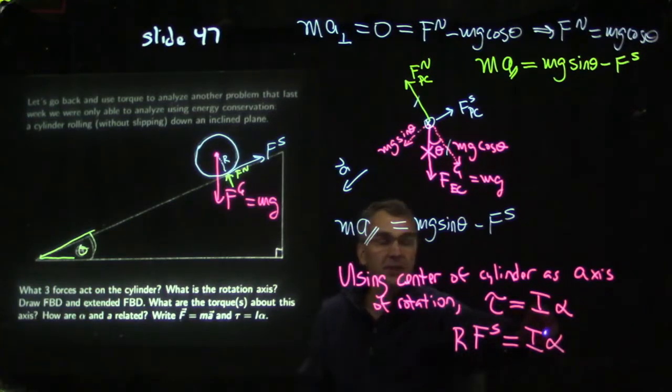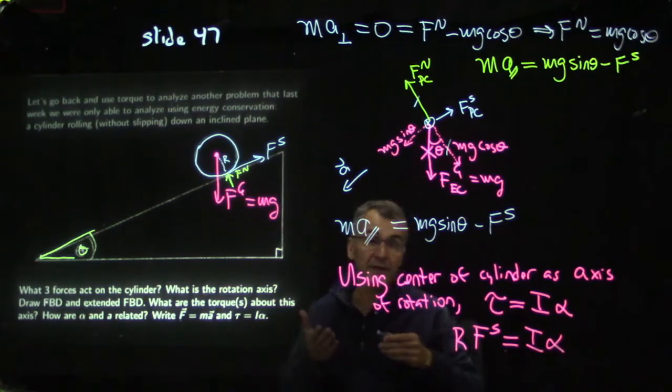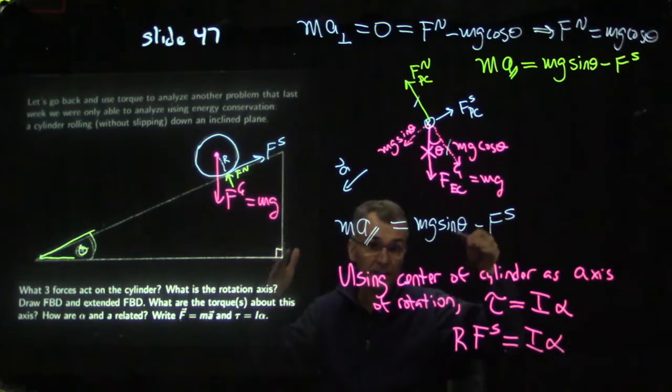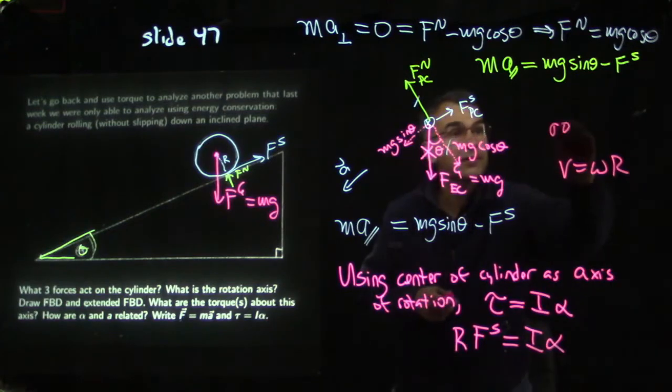And then, because the wheel rolls without slipping, we know v equals omega R, and then taking the time derivative of both sides, we know a equals alpha R because we roll without slipping.